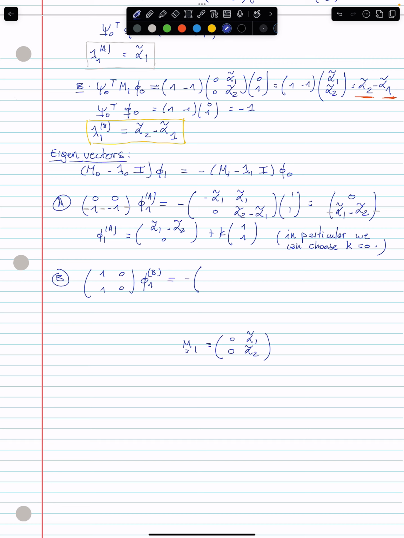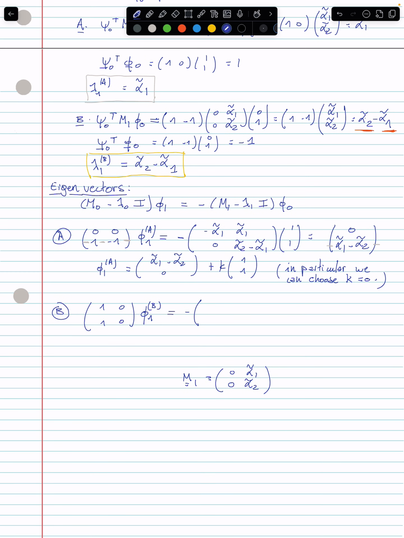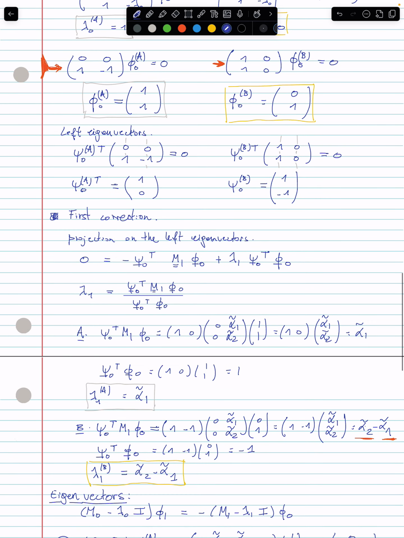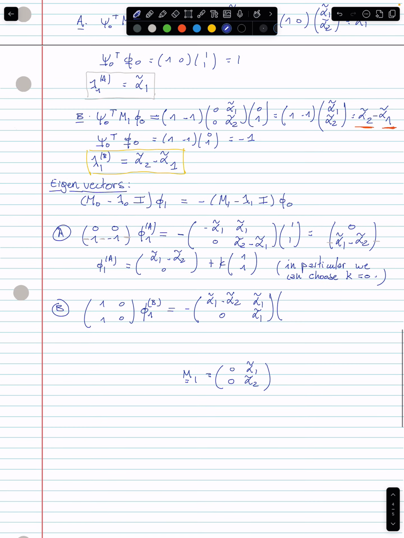All right, now we need to subtract from m1, which is down here. We need to subtract lambda 1b from the diagonal elements. So we have alpha 1 minus alpha 2. We have here alpha 1. We still have 0 over there. And we need to subtract from alpha 2, alpha 2 minus alpha 1. So what remains is alpha 1 tilde. And this needs to be multiplied by phi 0b, which is in yellow up there. So this is 0 and 1.